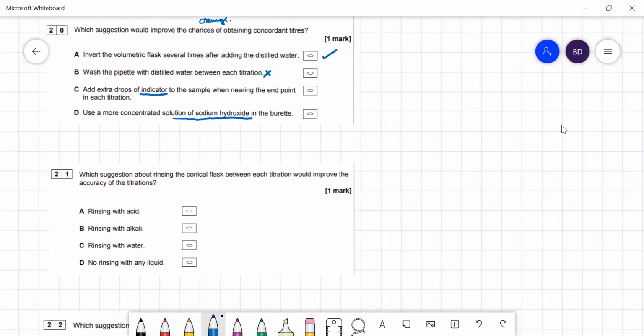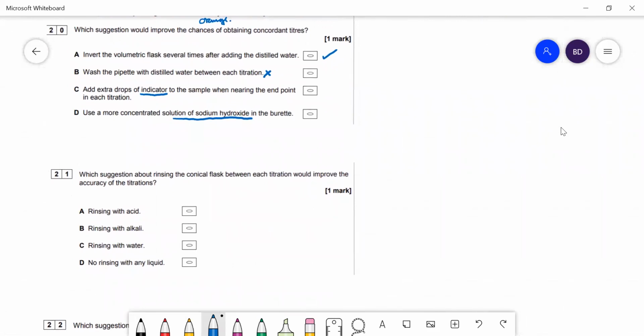Which suggestion about rinsing the conical flask would improve the accuracy? Rinsing with acid wouldn't be good, because you want to add exactly 25 centimeters cubed of acid. You rinse it with acid, you have a little bit more. Rinse with alkali, that would be no good. It obviously neutralizes some of the acid.